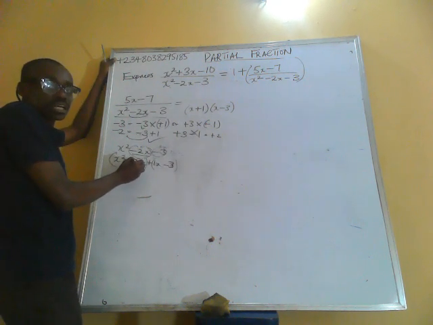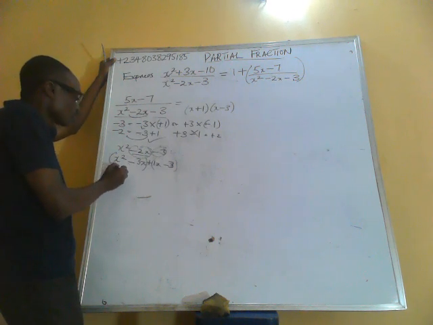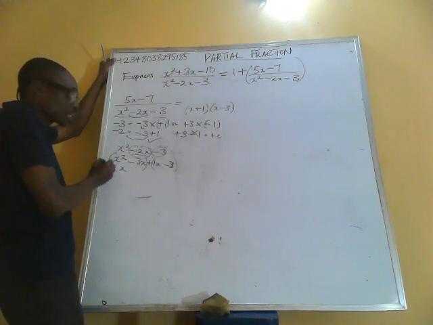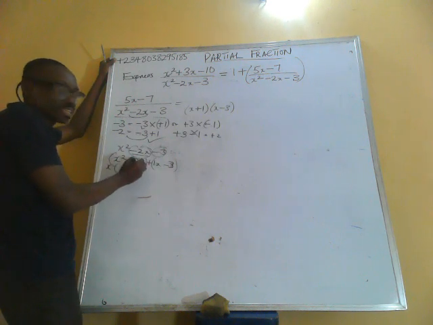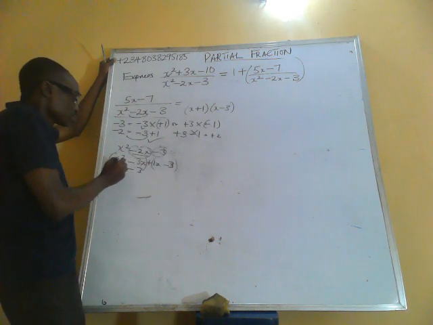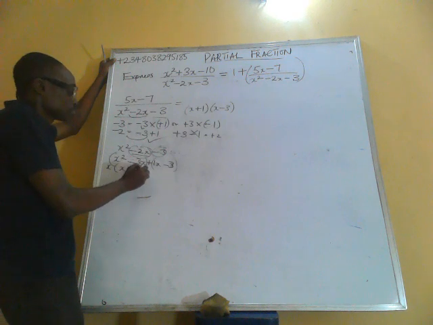What is common? x is common. Pull out the x. You have x remaining here. x times x, x squared. Pull out x here. What is remaining? 3. 3 times x, 3x.